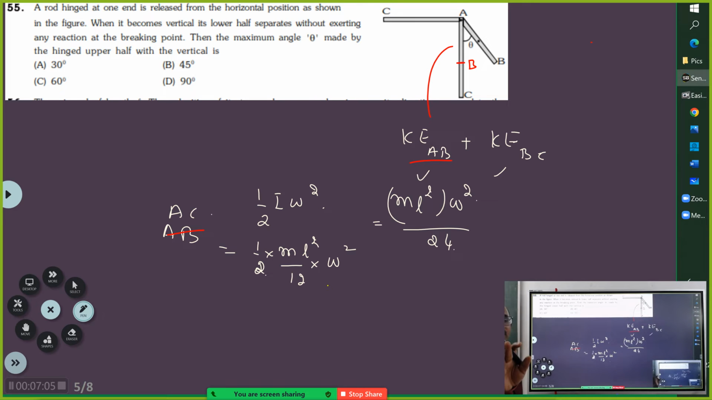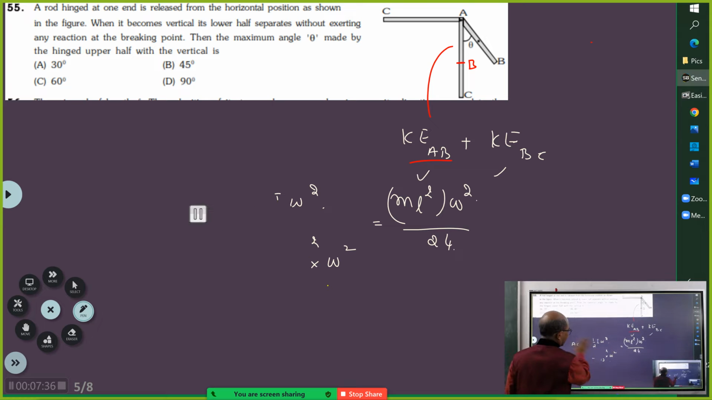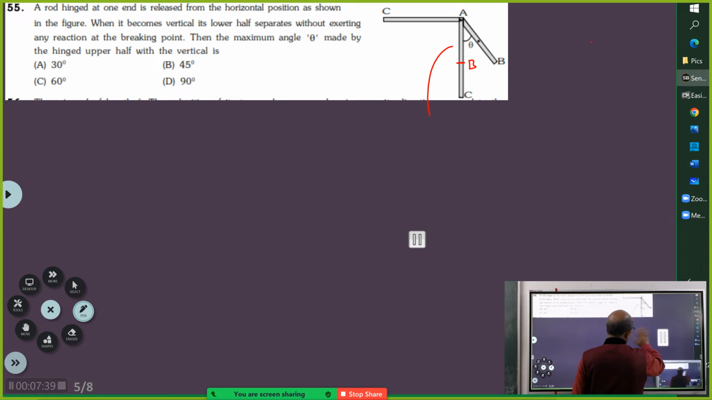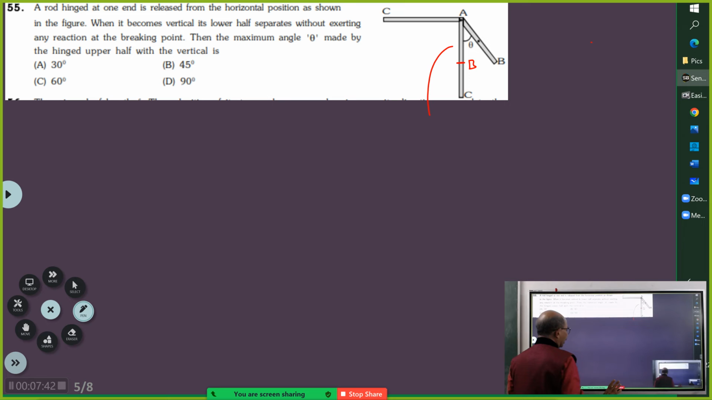Sir, AB mass is m by 2, not m. So if I go by your formula, I cannot take m here, I should take m by 2. Then I will get 48, not 24. No, I am sorry, I forgot to put that mass. If you got 24 and you are getting 16, it is not done. Something is not right. You should do it very sincerely, no goof up.